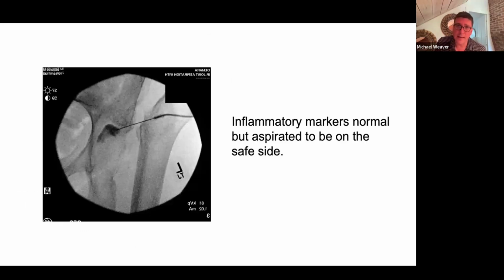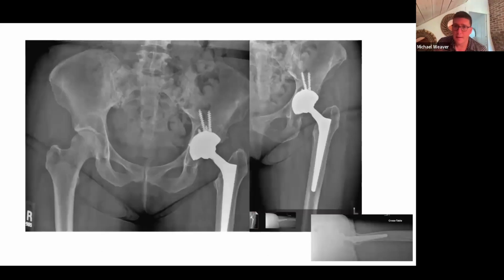And again, always make sure there's no sign of infection. Here, clearly she had a previous infection. So even though her inflammatory markers are normal, we aspirated her to be on the safe side. And then again, this is a great use of the Wagner stem. The proximal femur gets worn down a little bit after a resection, and it lets you control the version to optimize stability, which is always a worry in this situation. So I think it works out very nicely.